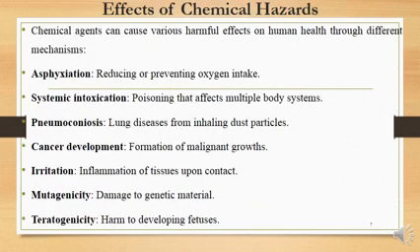Effects of chemical hazard. Chemical agents can cause various harmful effects on human health through different mechanisms. We have asphyxiation, reducing or preventing oxygen intake. This asphyxiation is an example of chemical hazard and its effect is that it reduces or prevents oxygen intake. Another is systemic intoxication, that is poisoning that affects multiple body systems. Then we have pneumoconiosis, that is a lung disease from inhaling dust particles.